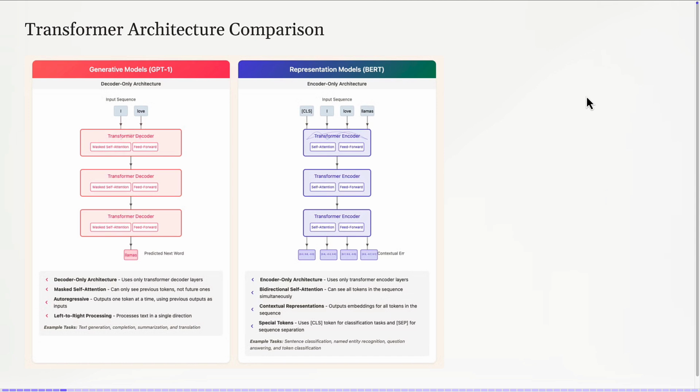We have two general types of transformer architecture. We have generative models, like GPT, generative pre-trained transformers, which are decoder only. And we have representation models, like BERT. BERT uses self-attention as feature extraction, but at the end, it's not going to predict the next token. It's going to give you an embedding of each token. This is similar to what we did in Word2Vec.